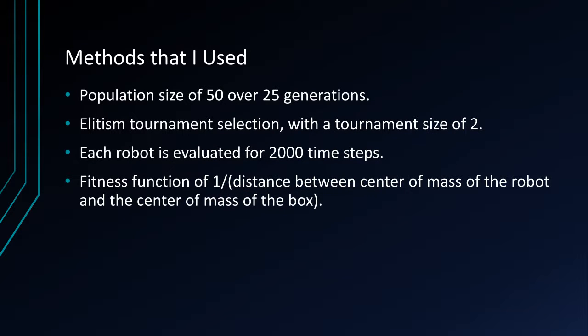For this project, I used a population size of 50 iterated over 25 generations. I used an elitism tournament selection with a tournament size of 2, and each robot is evaluated over 2,000 time steps. Each robot has a fitness evaluated with the function of 1 over the distance between the center of mass of the robot, the insect, and the center of mass of the box, the object it is trying to get to.